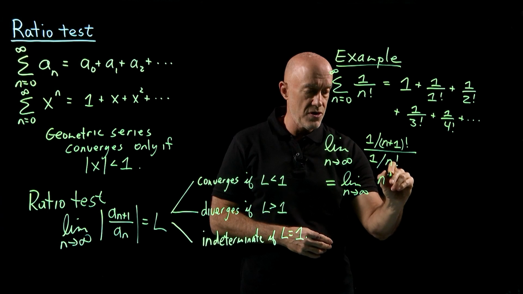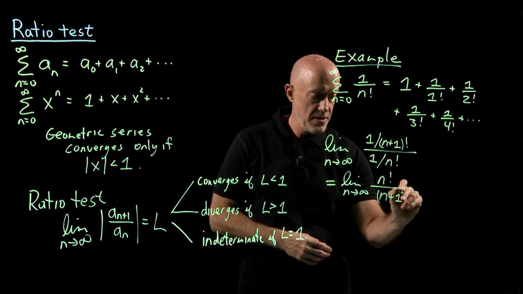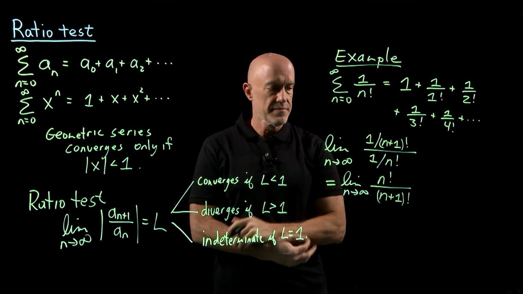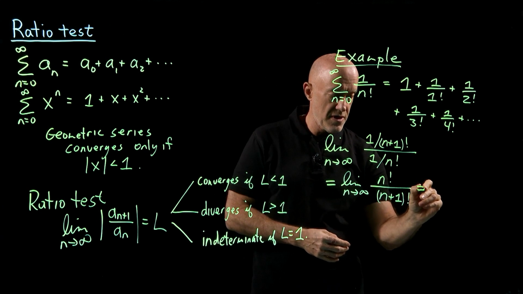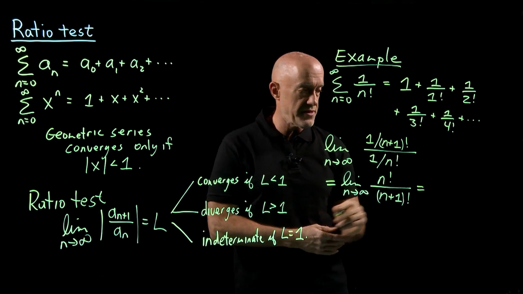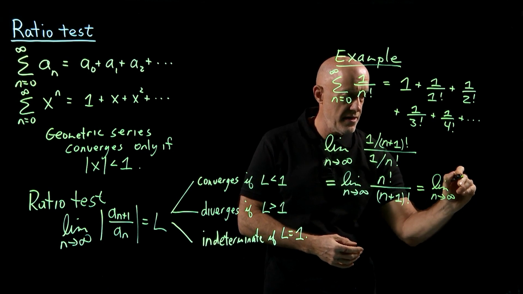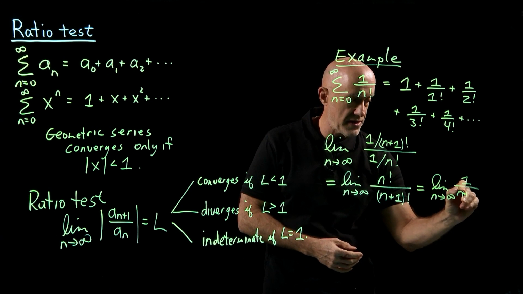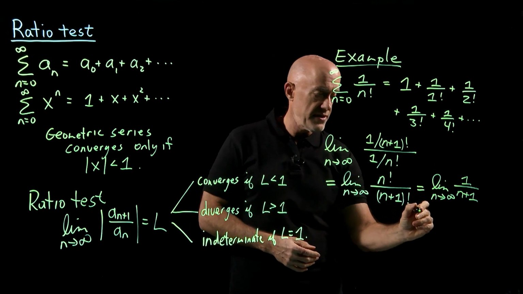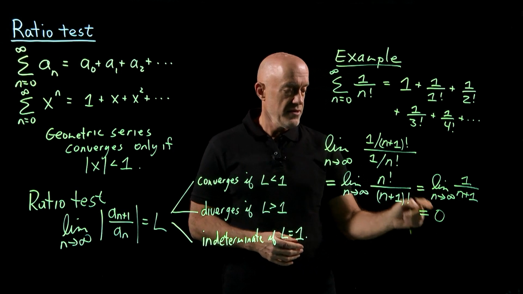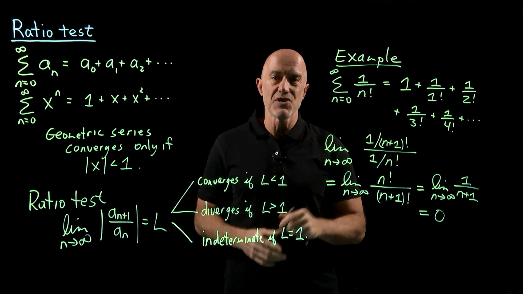The n factorial is in the numerator. The n plus 1 factorial is in the denominator. All the terms cancel except one term, n plus 1, in the denominator. So that's the limit as n goes to infinity of 1 over n plus 1. And then the denominator goes to infinity, so this is just 0. 0 is less than 1, so this series converges.